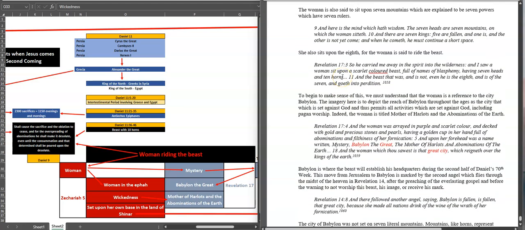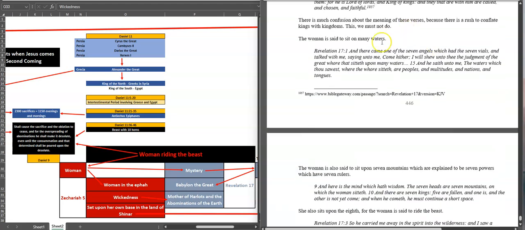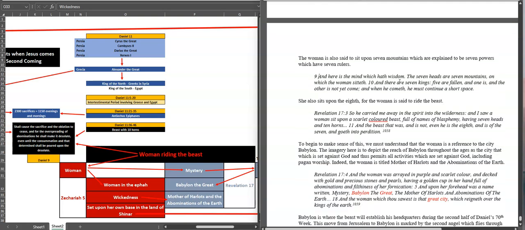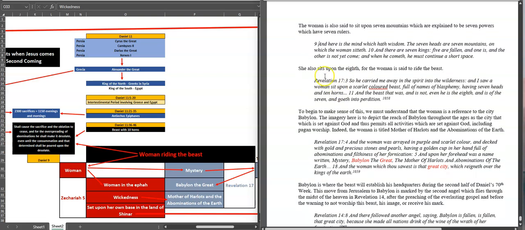She also sits upon the 8th, for the woman is said to ride the beast. So she sits upon many waters, waters being peoples, multitudes, nations, and tongues, which means she controls the world. She sits upon the rulers, she sits upon 7 mountains, which are empires led by rulers who do her will, essentially. So she leads them too. And she also sits upon the 8th, which is the woman riding the beast.